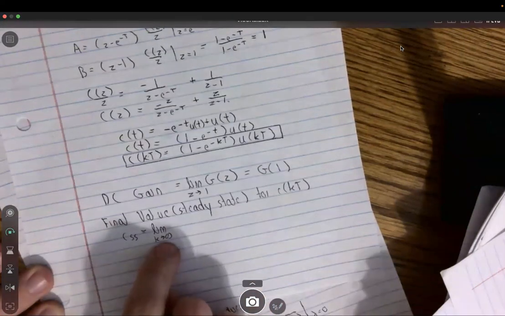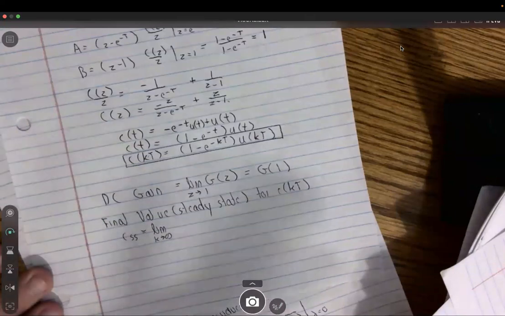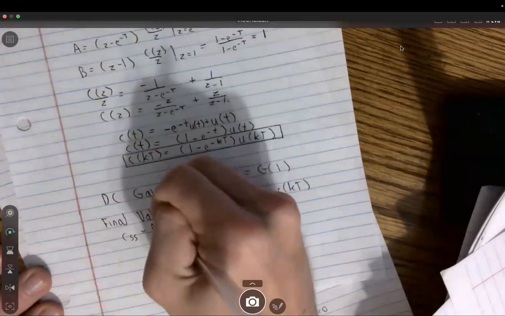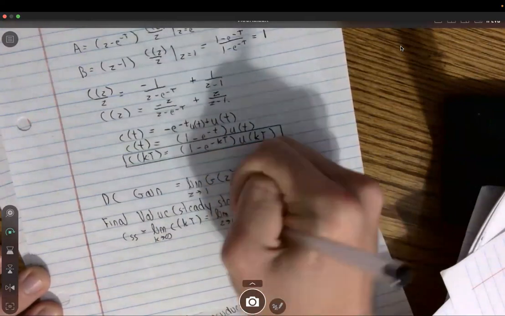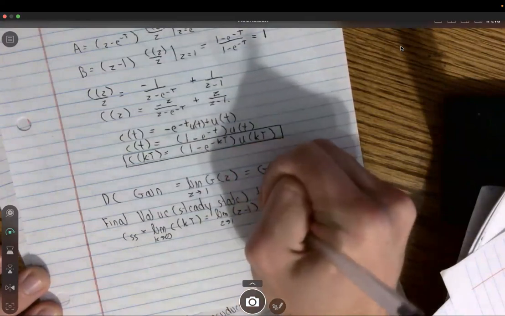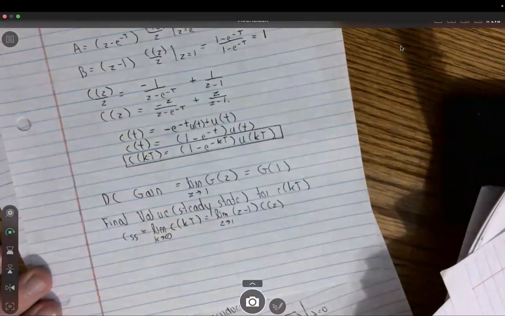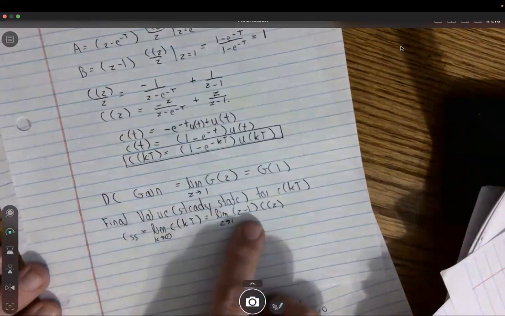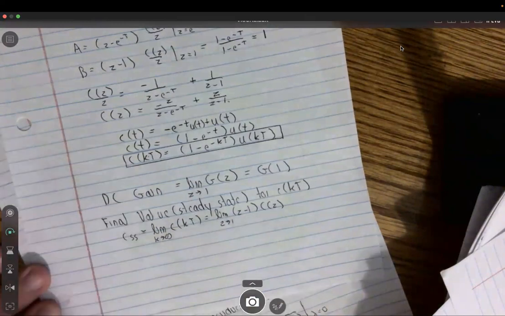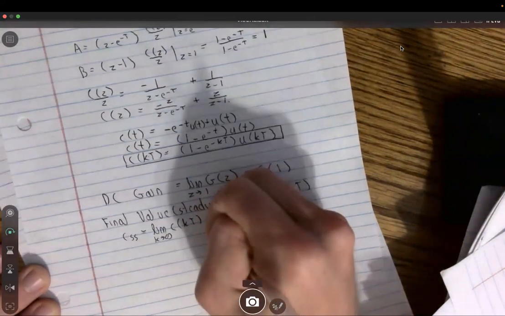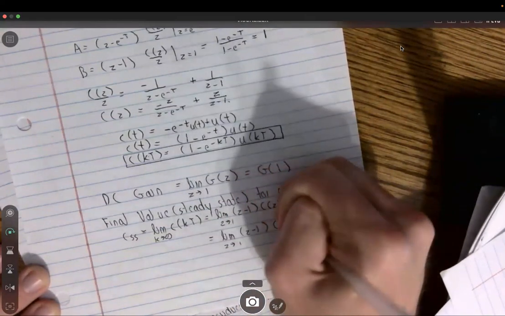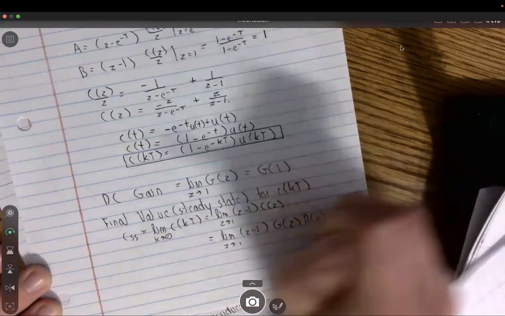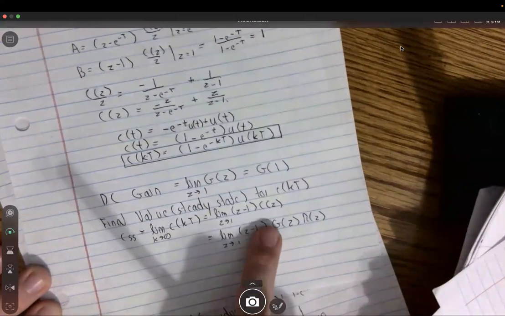So that means at the very end sample, your C of KT is going to equal the limit as Z approaches 1 of Z minus 1 times C of Z, which is also equivalent to saying Z minus 1 times G of Z times R of Z. You can say this for your open loop transfer function, so I'm a little nervous to write it. Just don't confuse it with your closed loop. This would be for your open loop transfer function, your G of Z.